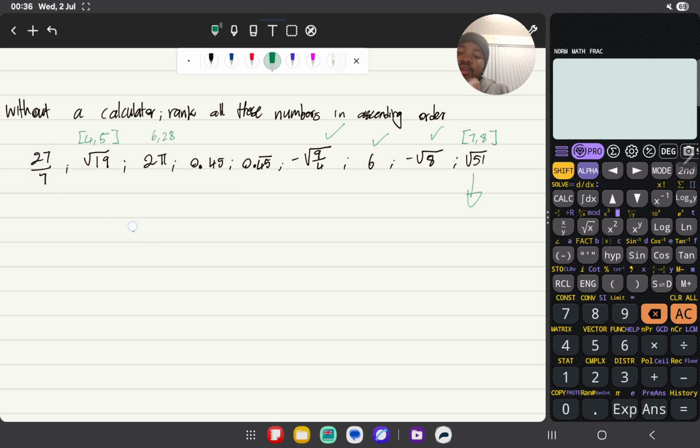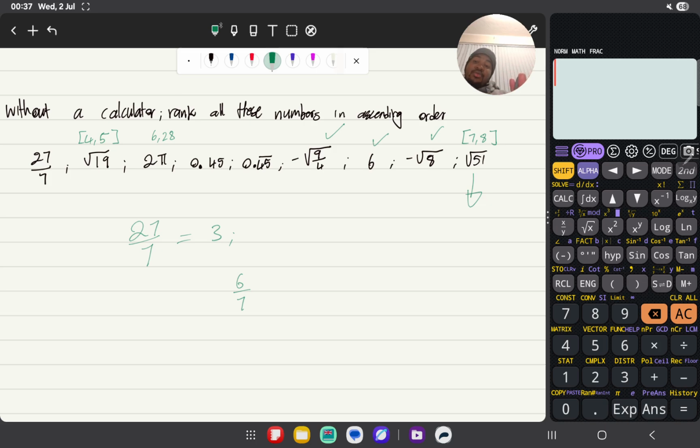If we go here, we have 27 divided by 7. Now we check how many sevens we have in 27. 7, 14, 21, 28. So that means we have 3. It's going to be 3 point. Now 7 times 3 is 21. So 27 minus 21 is 6. So we have 6 over 7.